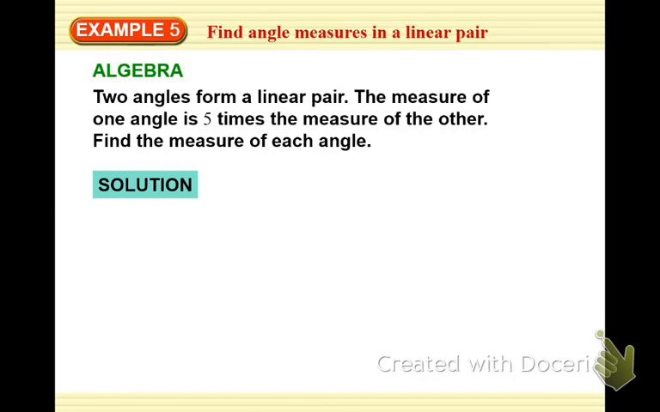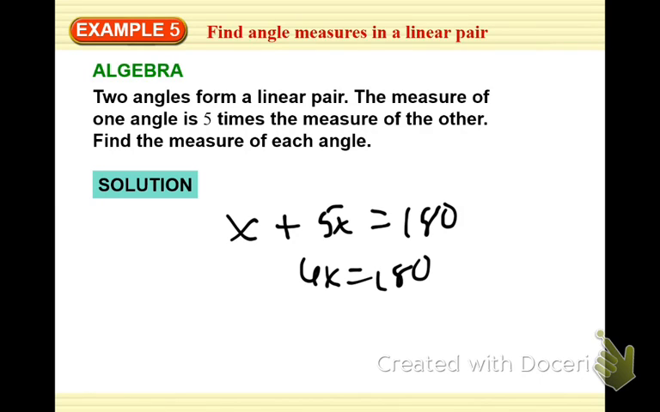Well, we know they're going to add to 180 because they form that straight angle, straight line, however you want to look at it. The issue is we don't know what these angles are. We don't know either one of them. So if we let one of them be x, then the other one we can let be, since it's 5 times larger, 5x. And so we can set it up this way. So 6x is going to equal 180.